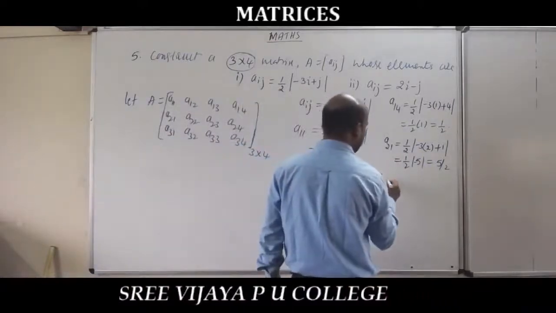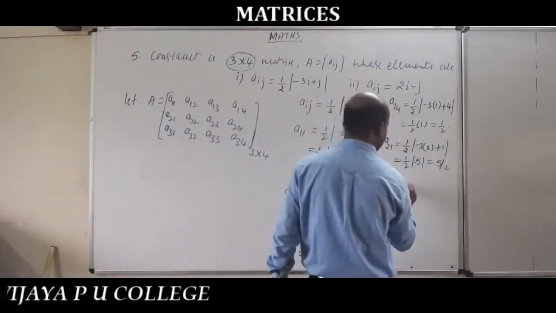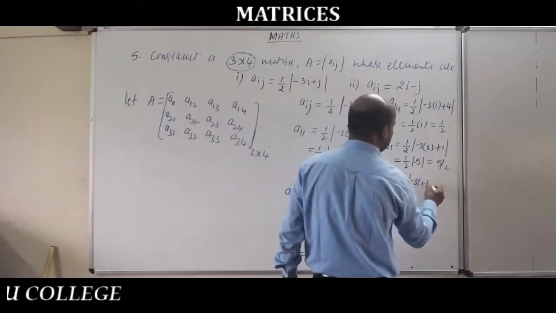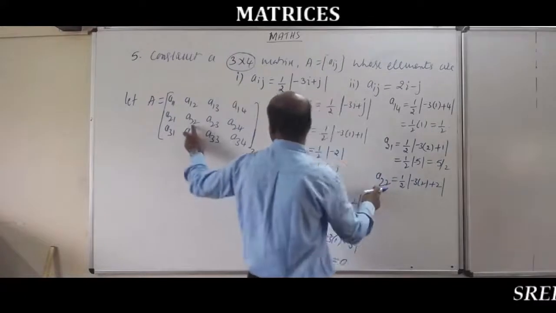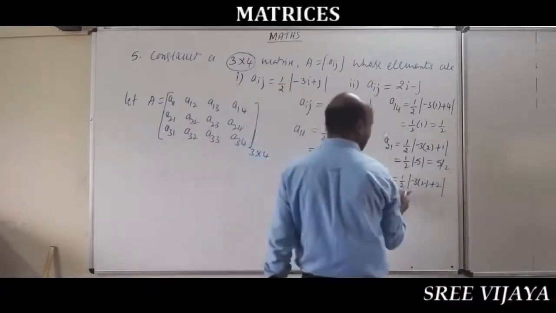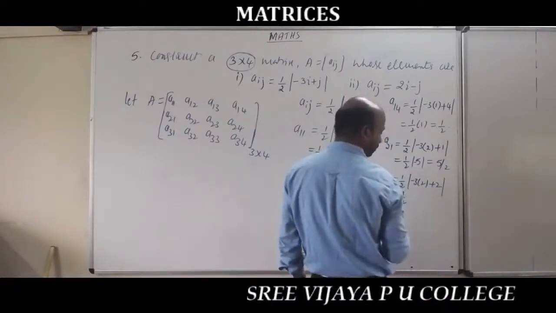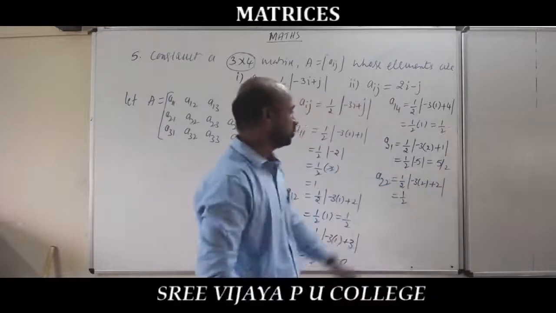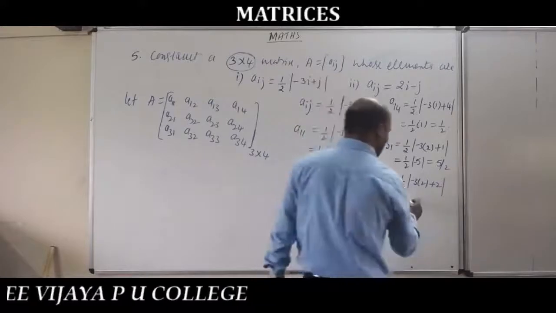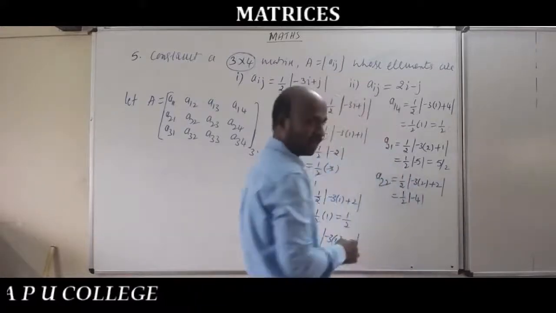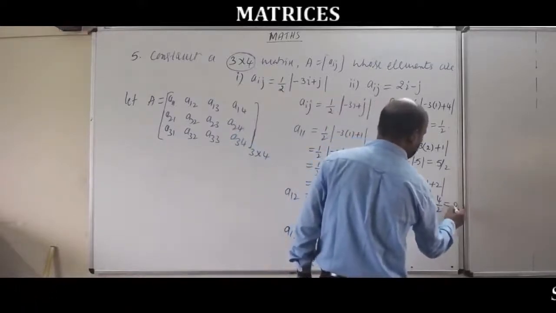Next, A22, second row, second element. That is 1 by 2 modulus of minus 3 into 2 plus 2. Minus 6 plus 2 is minus 4. Modulus of minus 4 is plus 4. It is 4 by 2, so its value is 2.